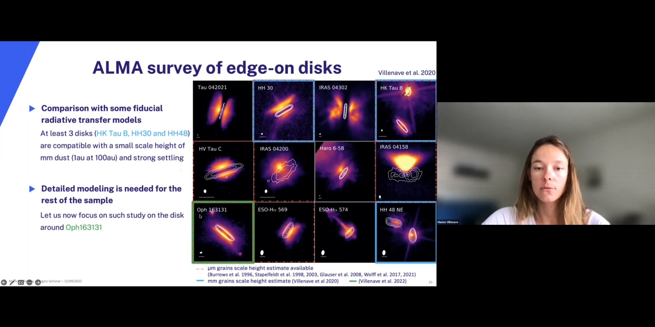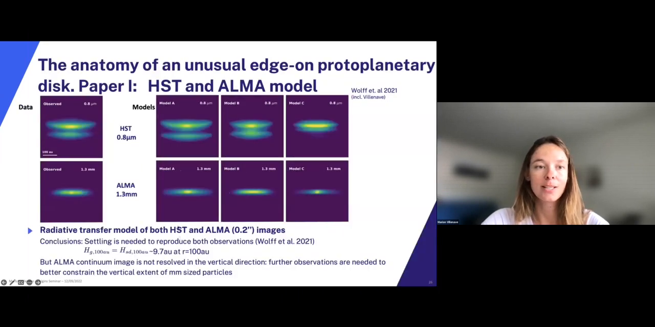So why is 1631-31 interesting? Well, first, it has been modeled previously by Skylar Wolf, who is actually in Tucson. She did a model of both the scattered light and the ALMA images together, showing that to reproduce both together, we need some level of gas settling. And the model she performed also constrained very well the vertical extent of the small grains. It is about 10 AU at 100 AU, which is consistent with the previous results I was showing before.